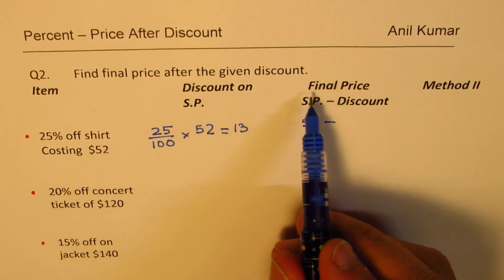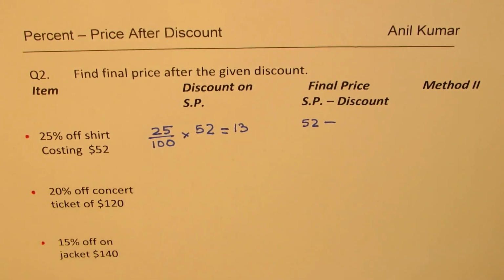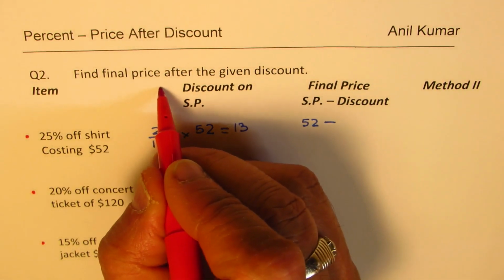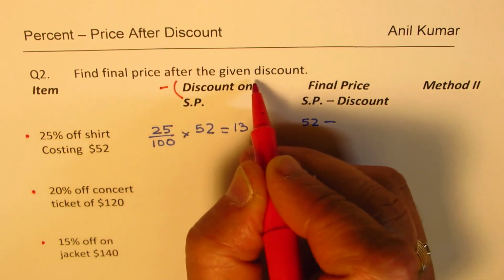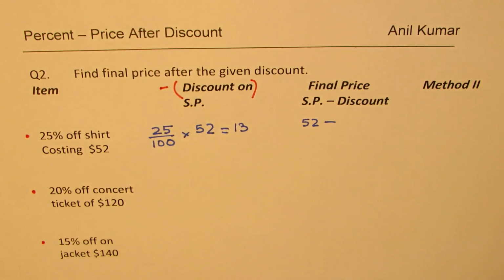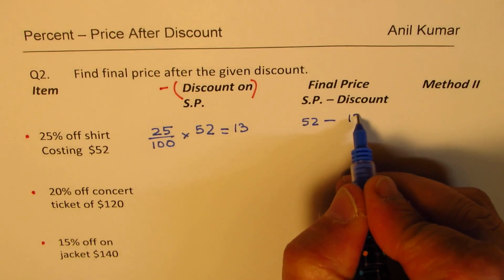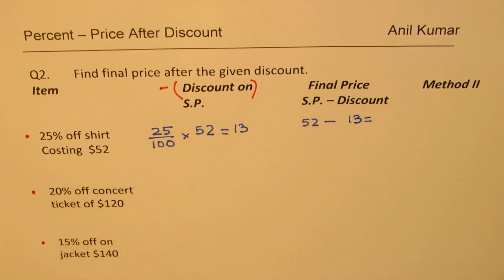Now, to find the final price, this is the discount. So we have to always take away the discount, right? So discount is something which you should take away, right? So we put it in brackets, which means minus it. So you minus this discount of $13 from 52, and then you get your final price.